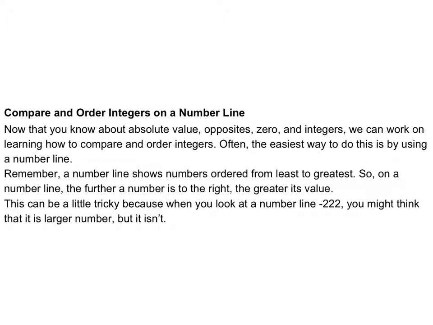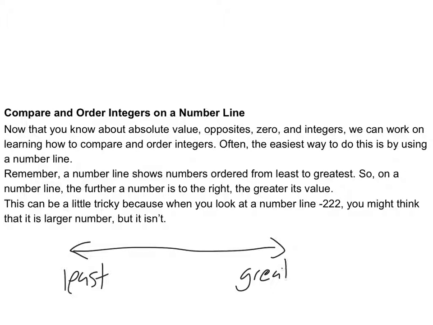So remember, a number line shows numbers ordered from least to greatest. If you have a number line here, the smallest numbers, our least numbers, are on this side. The bigger numbers, our greatest numbers, are on the right. This can be a little tricky because when you look at negative 222, you think, man, 222, that is a big number. But what you have to remember is this negative here actually makes it very, very small. So negative 222 would probably be farther left on the number line than you would think.